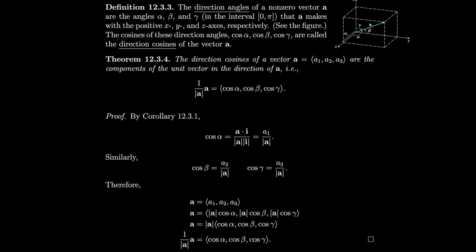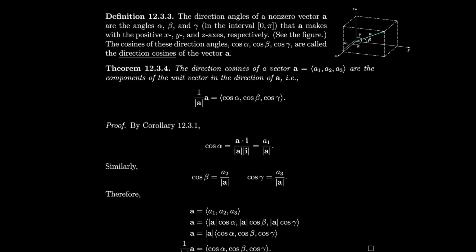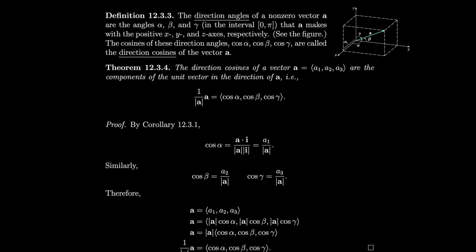The direction angles of a non-zero vector A are the angles alpha, beta, and gamma in the interval from 0 to pi that A makes with the positive x, y, and z axes. So here's some vector floating in space, A. Then the angle between A and the x-axis is alpha. The angle between A and the y-axis is beta. And the angle between A and the z-axis is gamma. So then you could take the cosines of each of these angles, and they're called the direction cosines of the vector.